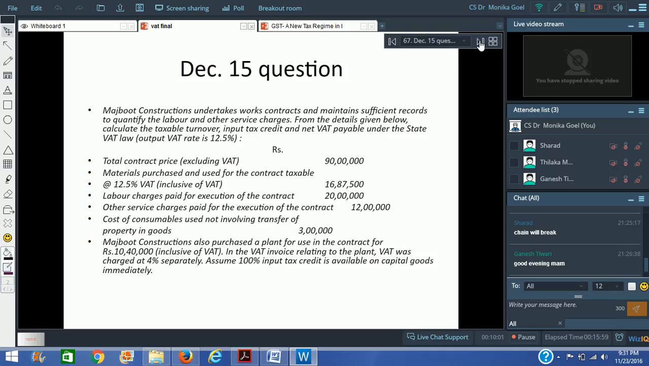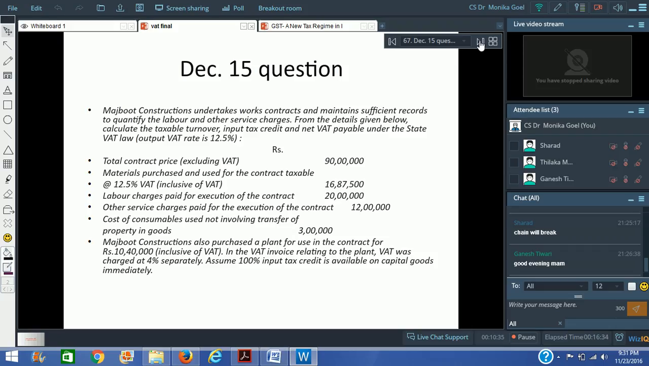So total contract price excluding VAT was 90 lakh rupees. Material purchased and used for the contract, which is taxable at the rate of 12.5% VAT, inclusive of VAT, is 16,87,500. Now you can do the reverse calculation and calculate the amount which is exclusive of VAT. Labor charges paid for execution of the contract is rupees 20 lakhs. Other service charges paid for execution of the contract is rupees 12 lakhs. Cost of consumables used not involving transfer of property in goods, rupees 3 lakhs.